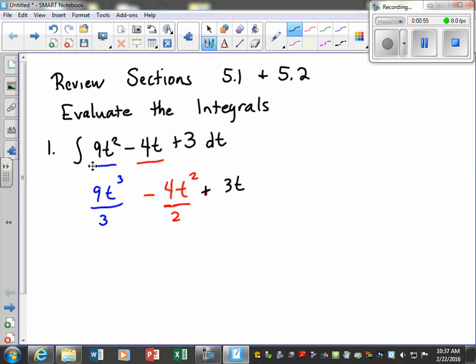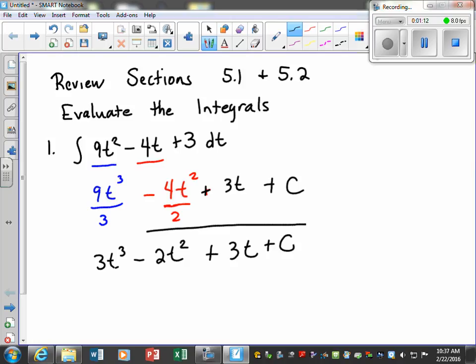And we always need to remember what? Plus a constant. Good. So now let's just go ahead and simplify this. And this is just going to simplify to 3t to the third minus 2t squared plus 3t plus c.